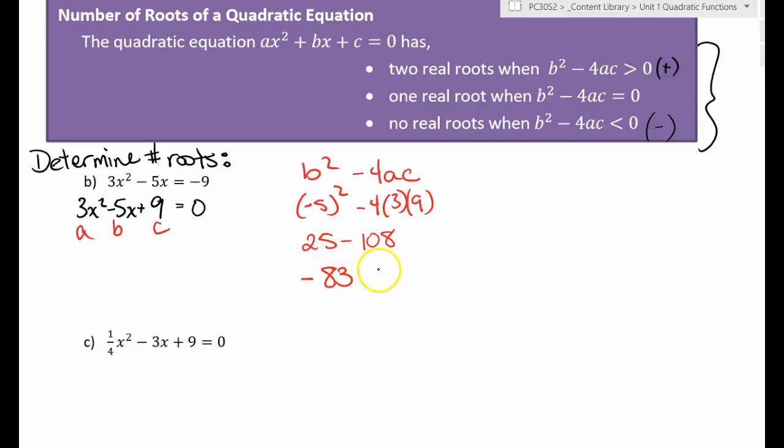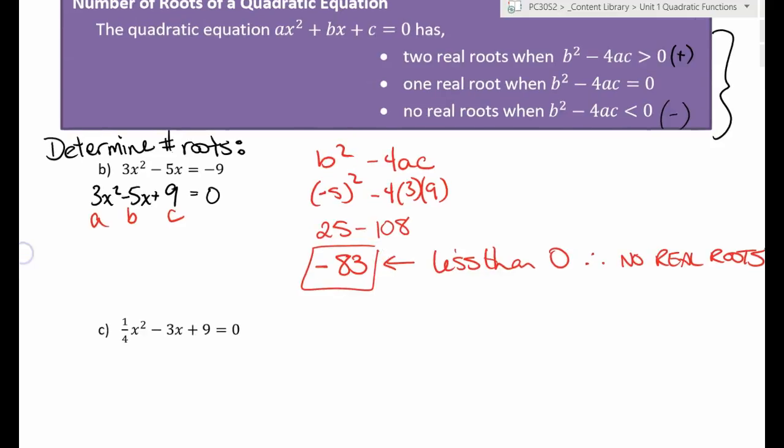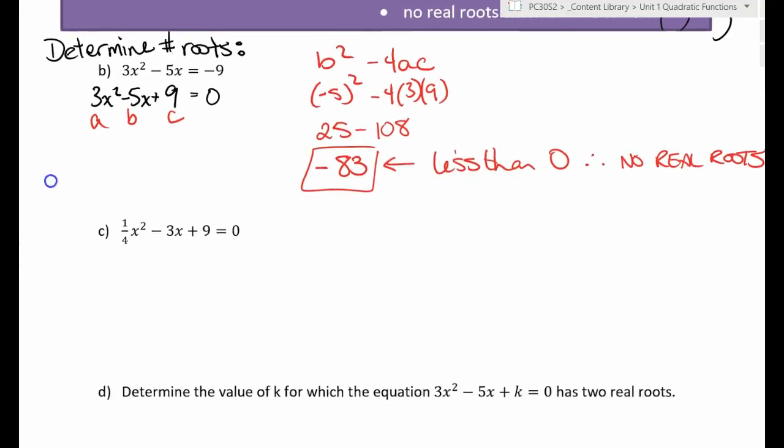Because the discriminant is less than 0, that means I can't take the square root of it when I put it into my quadratic. That means that I have no real roots. So it's a little funny. It all comes down to this value and how it compares to 0.